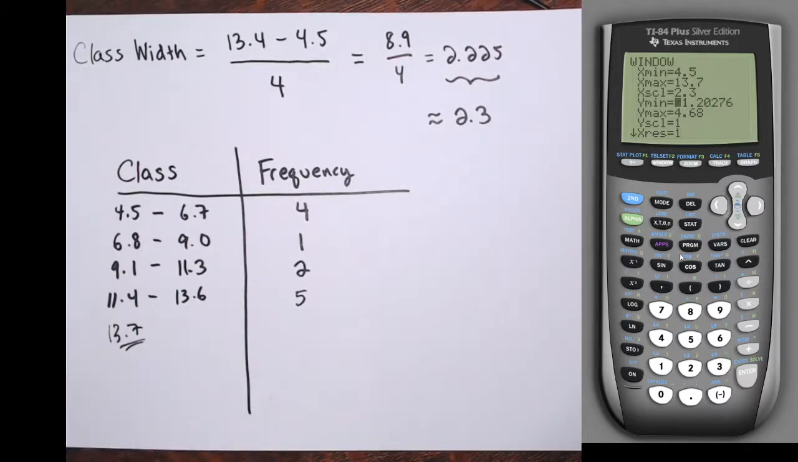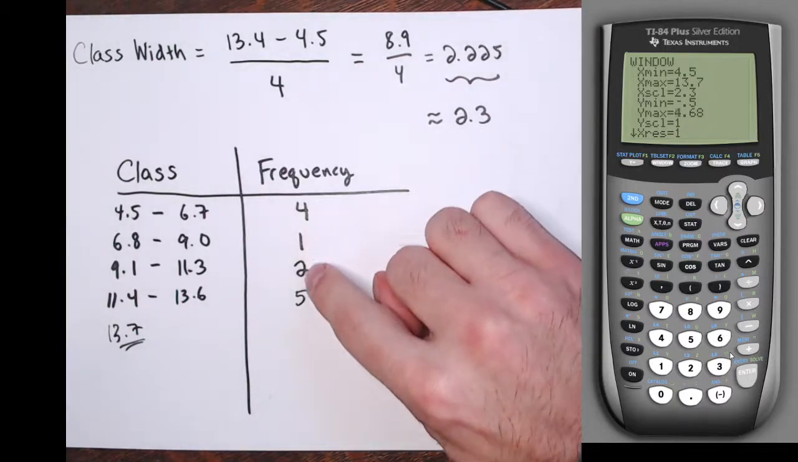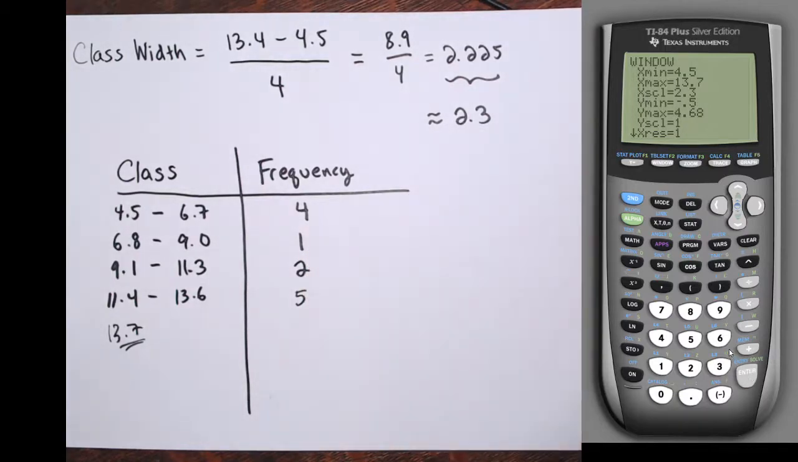All right, then Y min and Y max, Y represents the vertical. I'm just going to have it start at maybe negative 0.5, so that way I see below the axis. And this is just for frequencies. The highest frequency I see here is 5. So let's go up to like 6 for the Y max, and then have each one be 1 unit apart. And then when I hit graph, here comes our histogram with 4 classes, 4 bars.